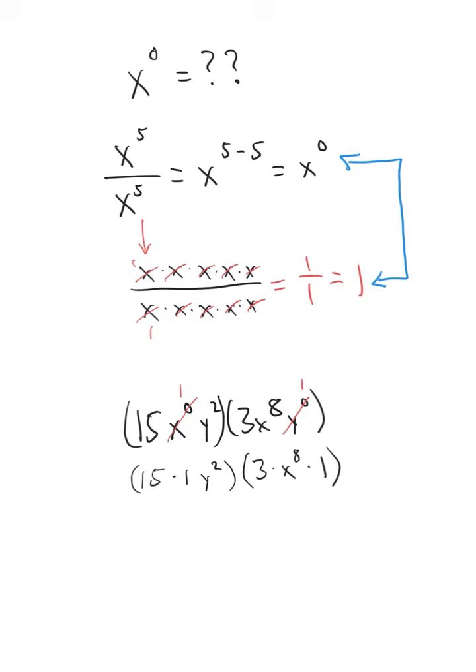So those powers of 0 really go away because anything times 1 is itself. So this would be 15 y squared times 3 x to the 8th, which then would be 45 y squared x to the 8th. So the one in the homework has some stuff going on in a denominator, but that would just require some division and cancellations in that next step. So I'll leave that up to you.